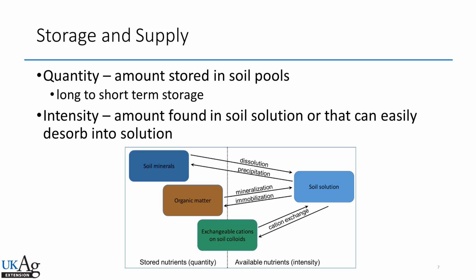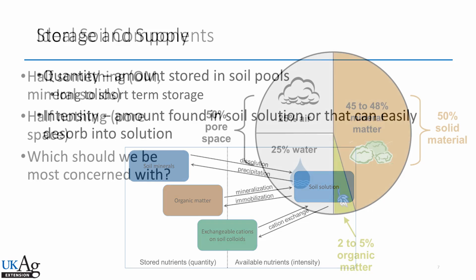Because remember, plants can only take up nutrients from the soil solution, so that nutrient has to be dissolved in the soil solution. And so as nutrients move to the soil solution, they're moving from this quantity or stored portion to this immediately available portion that we call the intensity. And so the relationship between the quantity, the total amount of nutrient present, and intensity, the amount that is available, or we call it labile, is the relationship that really controls soil fertility and what we try and get at with soil testing. And we'll talk more about that later.